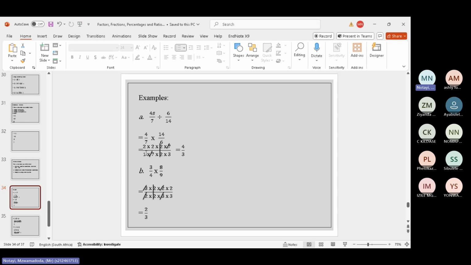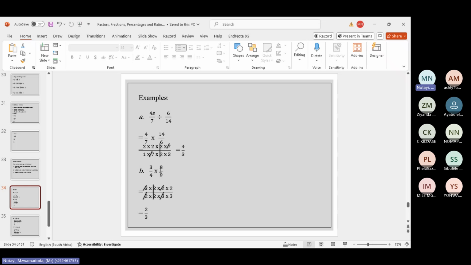Then we'll be left with 2 times 2 times 7, but we still have the 7 at the bottom, so the 7 and the 7 cancel out as well. So we get 2 times 2, which gives us 4, divided by what is left at the bottom, which is 1 times 3, which is 3. So 4 over 3. Okay, the second one is 3 times 8.